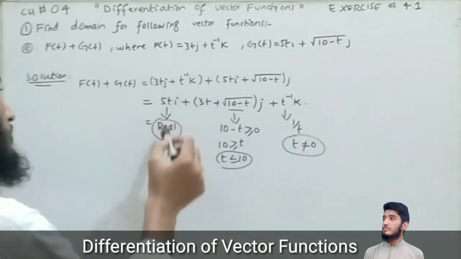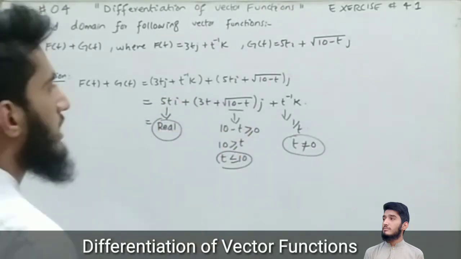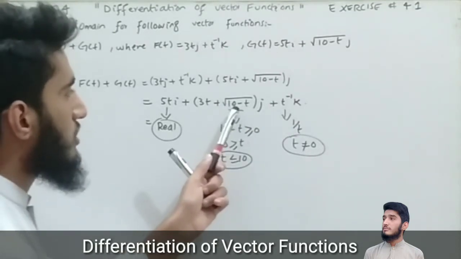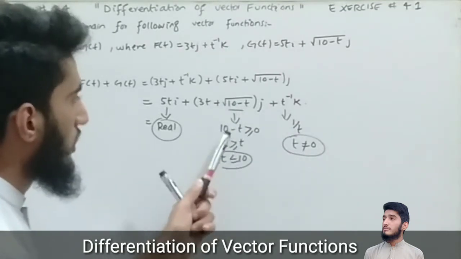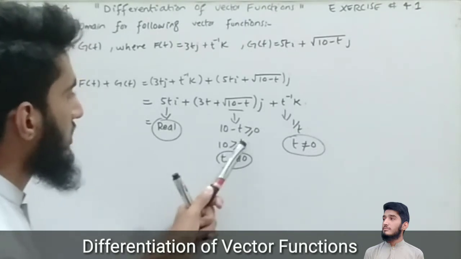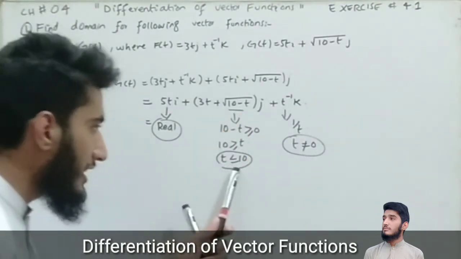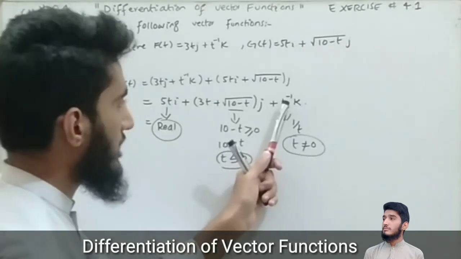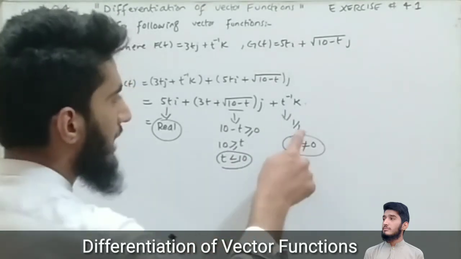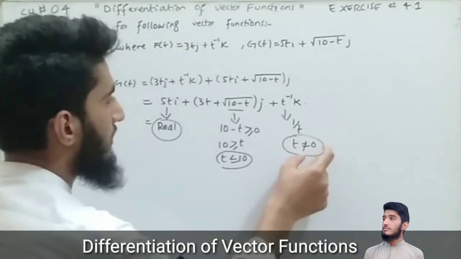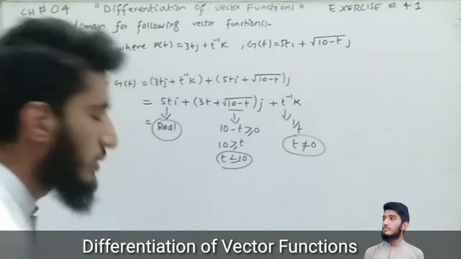Now for 5t the domain is real, and for square root you know that the expression inside the square root must be greater than or equal to 0. Shift it to the right hand side, it becomes t less than or equal to 10. So the domain for this function is t less than or equal to 10, and for this function t raised to power minus 1 can be written as 1 over t. Denominator should not be equal to 0, so the domain for this expression is t not equal to 0.